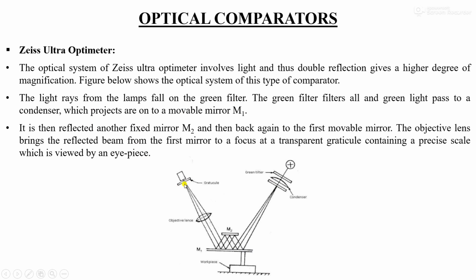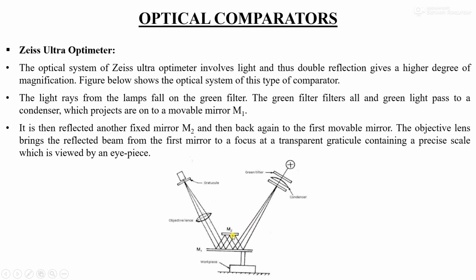As you can see, the light rays from the lamp go through the green filter. This is the green filter. The green filter filters the green light that passes through the condenser, and after that the light projects on the mirror M1. This is the mirror M1. From that, the light will reflect onto the mirror M2. M1 and M2 are kept in such a way that the light reflected from the mirror M1 goes to the mirror M2.